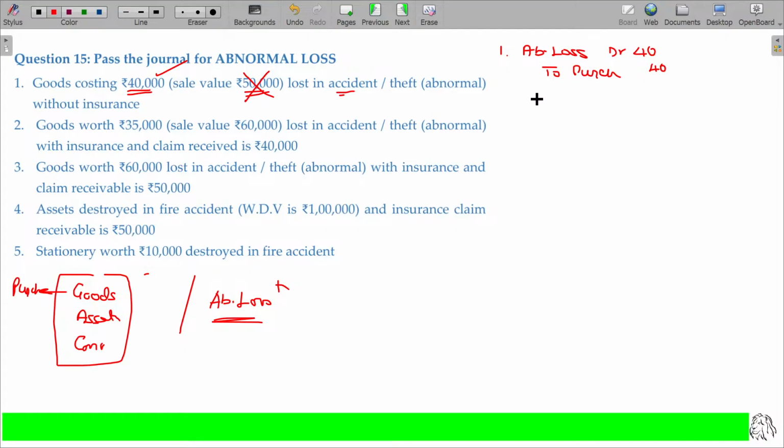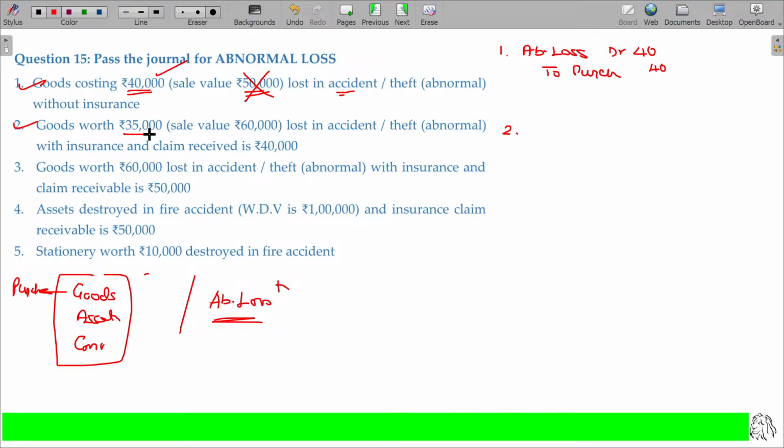Then abnormal loss can be transferred to the P&L account. That's another entry. You can parallelly pass both the entries, but in Singar Academy, I have passed only one entry. The transfer entry is not passed here. We'll study all the transfer entries along with the final accounts, not here. But here you'll understand what the abnormal loss is. Maybe it will be transferred to the P&L account. Second entry.